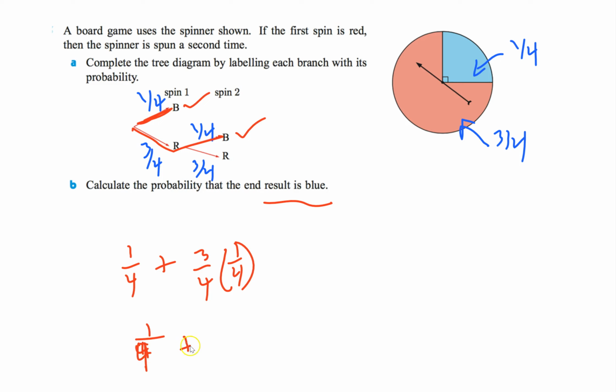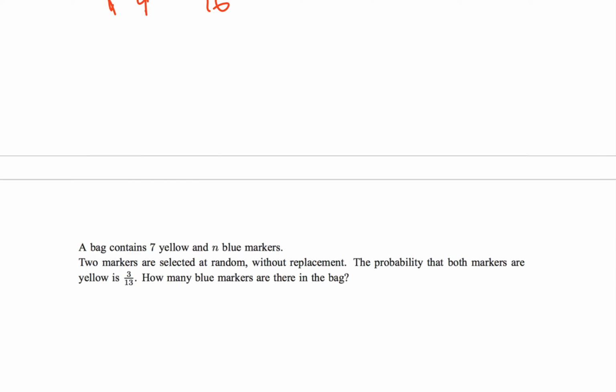plus 3/16. If you want to add them up, you do a common denominator, multiply this by 4/4. And you get 4/16 plus 3/16, also known as 7/16. That's the idea. Let's do one last example.